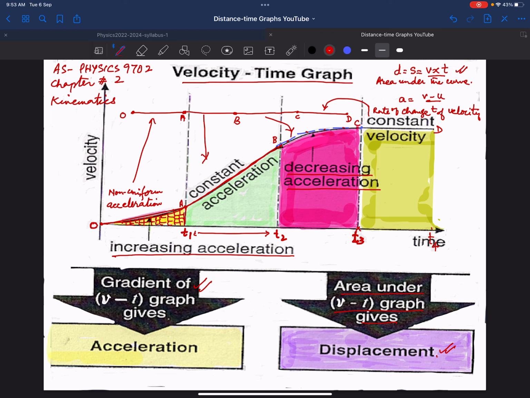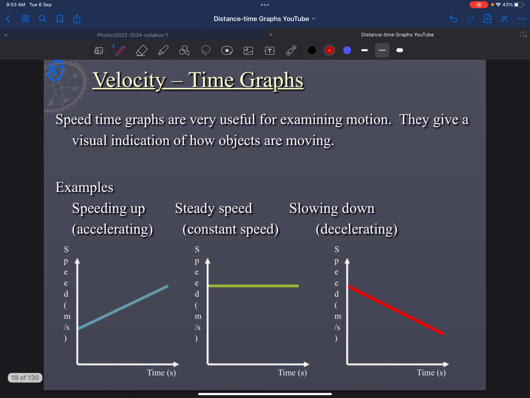So it is very, very important to understand what the situation is over here, and in different regions whether the acceleration is increasing or decreasing, or we have constant velocity. Now here you can see another set of graphs which will help you understand what is going on. Here, if you have the speed time graph, you can see that the gradient is constant.